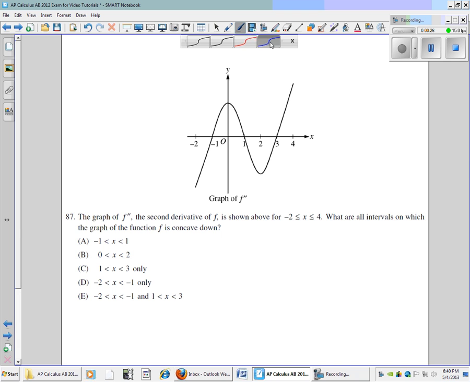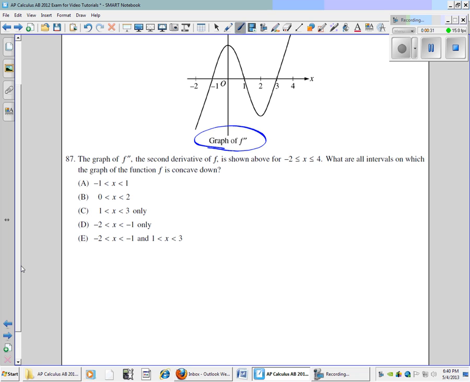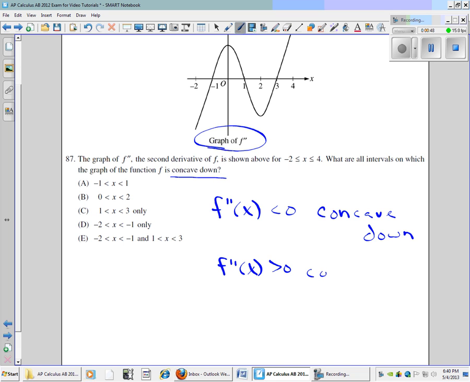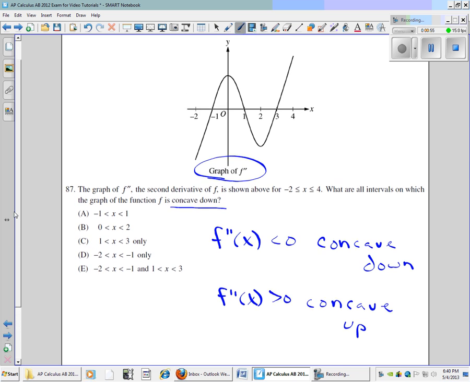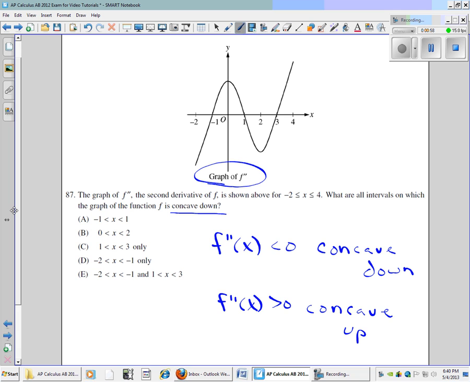So again, this is the graph of the second derivative that's shown. And when I think about the second derivative and concavity, if the second derivative is less than 0, it's concave down. If the second derivative of the function is greater than 0, then it's concave up. And since my graph is the graph of f double prime, I'm just looking at, is this function above or below the x-axis?